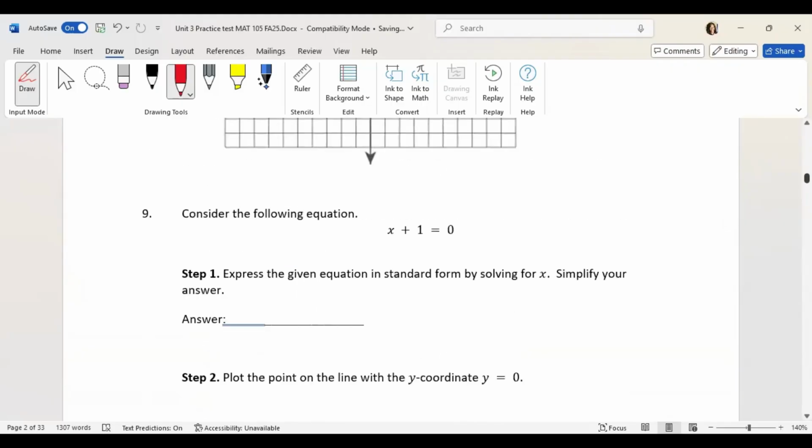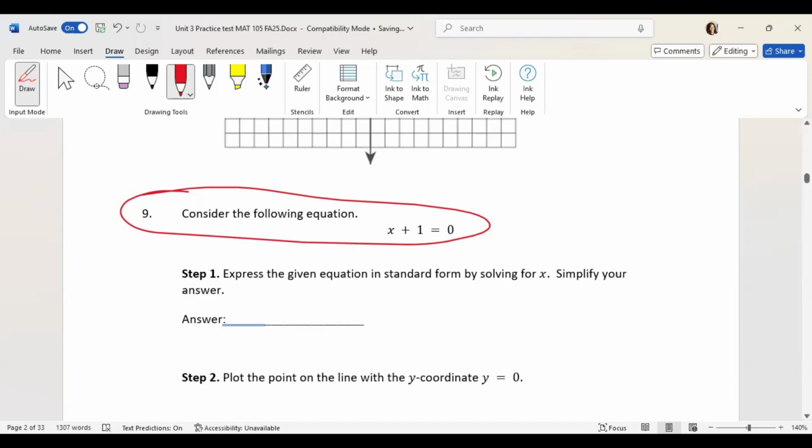Okay. It says consider the following equation. Step 1, express the given equation in standard form. I'm talking about number 9. Everybody look at number 9. Consider the following equation, x plus 1 equal to 0. Notice that there is no y variable there. So it's actually a linear equation in one variable.